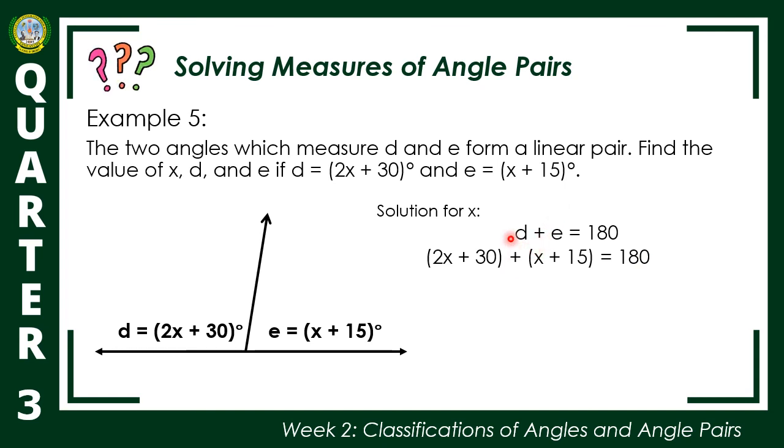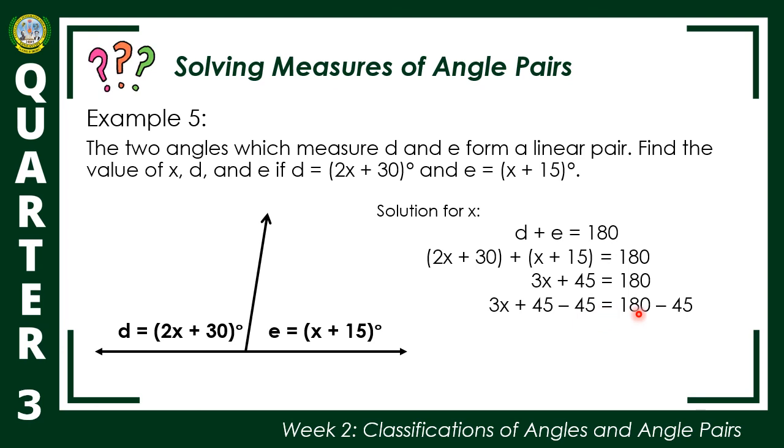So, since addition naman to, we just simply need to combine the like terms. 2x plus x is simply 3x, and then 30 plus 15 is 45. Okay? So, dun po nanggaling yan. 2x plus x, 3x, 30 plus 15, 45. After that, we have to eliminate this, yung plus 45. And again, para maging 0 siya, we will do the opposite of plus 45, and that is minus 45.